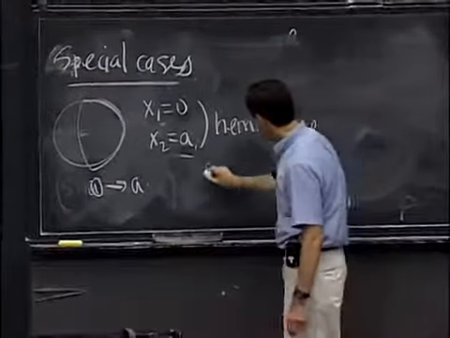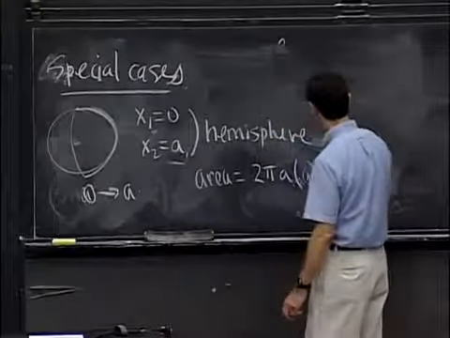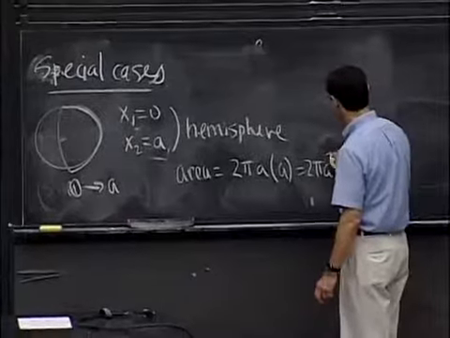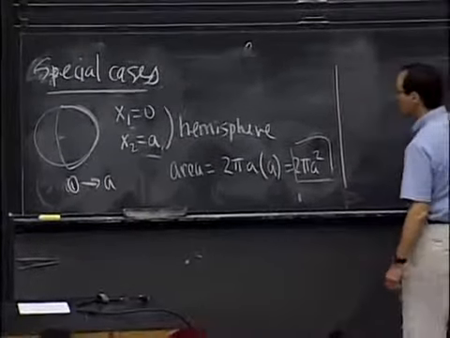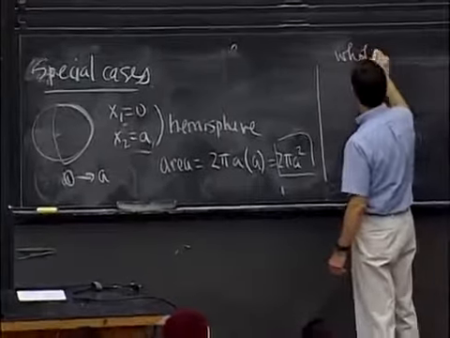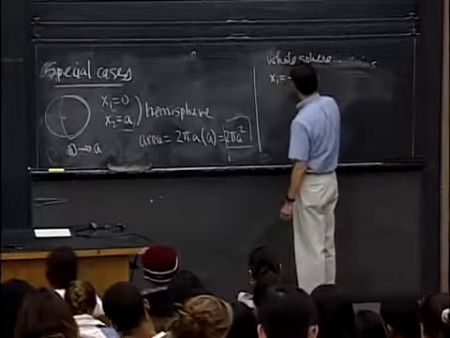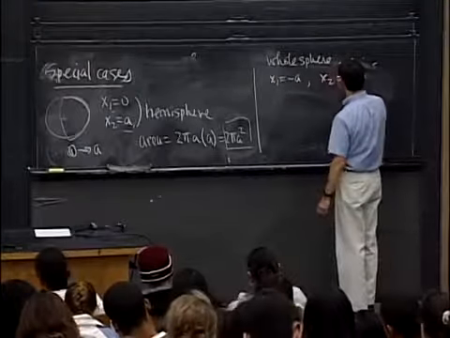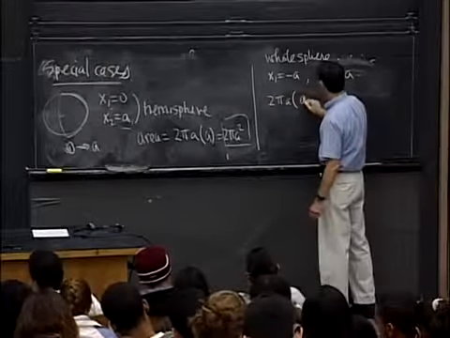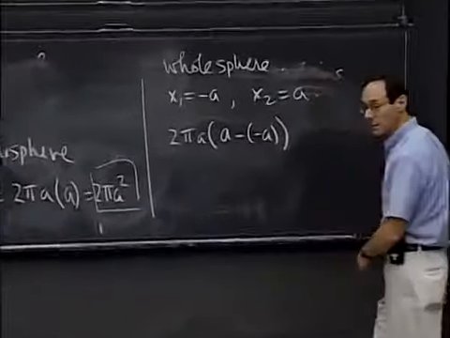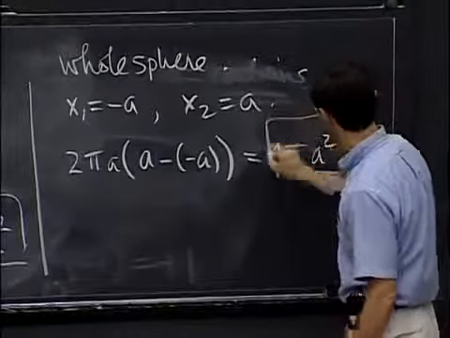And the area is 2 pi a times a, or in other words, 2 pi a squared. All right? And if you take the whole sphere, that's starting at x1 equals minus a, and x2 is equal to a. You're getting 2 pi a times a minus minus a, which is 4 pi a squared. That's the whole thing.